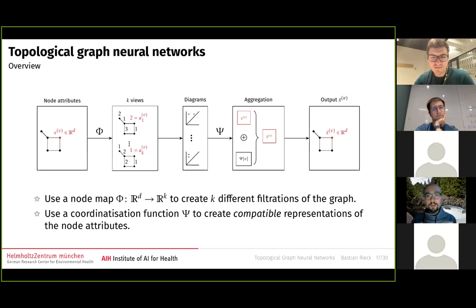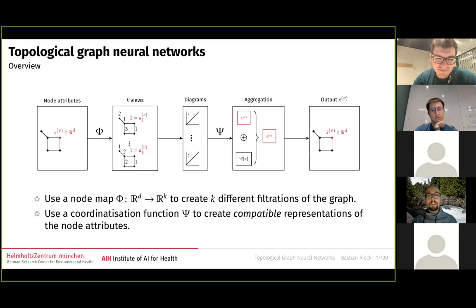Because what we want in the end is a simple layer that we can take and use to replace an existing layer in a graph neural network. And suddenly we want to make this graph neural network aware of topological structures, aware of topological features in the data set. We can only achieve that if we ensure that it's compatible with existing representations, and that you don't have to jump through too many hoops in order to make that work.